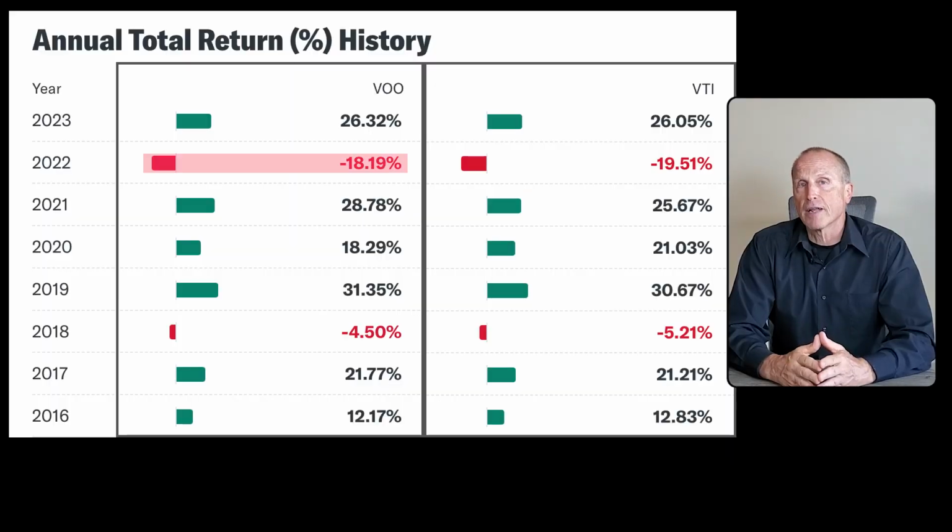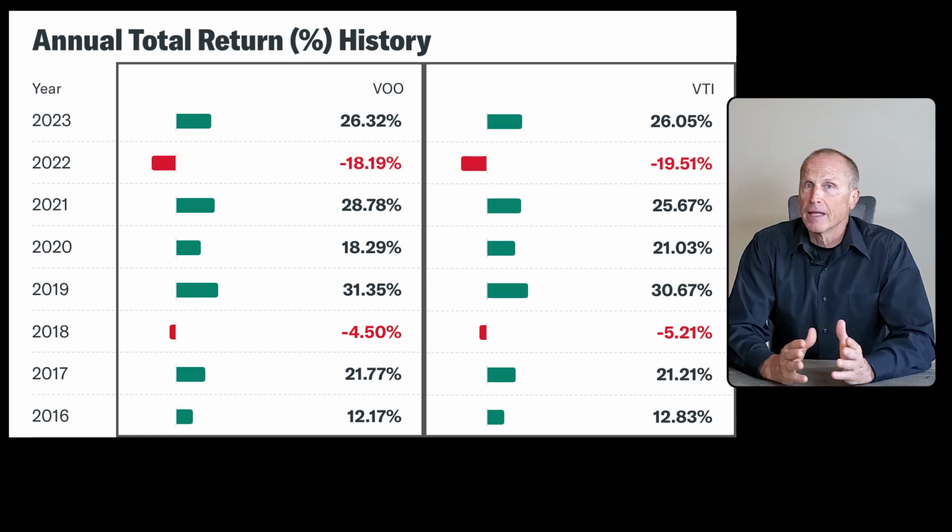Also, in recent years where the market has performed poorly, like 2022, VOO was down 18.19% and VTI was down 19.51%. Now, past performance doesn't guarantee that VOO will continue to outperform VTI, but it has been recently. But this difference is still not that significant.